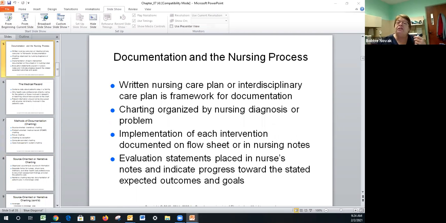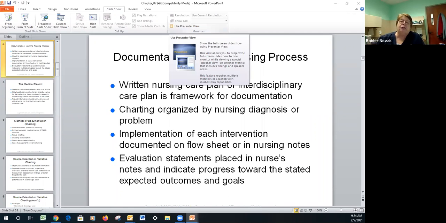So documentation in the nursing process, your written care plan is going to be part of the chart. It's part of the medical record. And a lot of documentation is based on your assessment, your implementation, and your evaluation. So charting is organized by nursing diagnosis or by problem. It could also be organized by who's writing the note, okay?